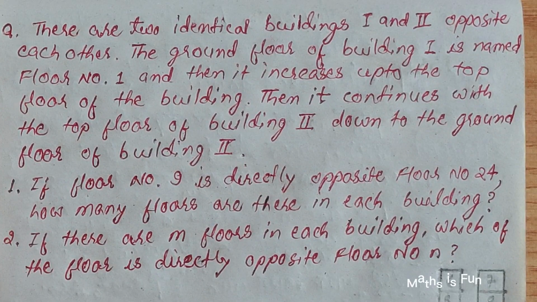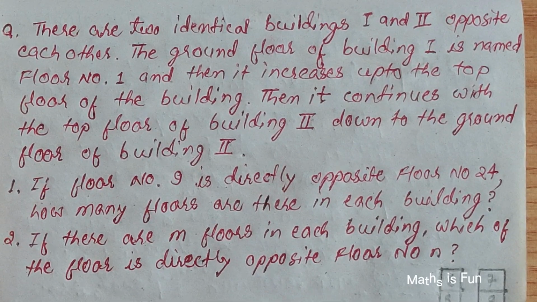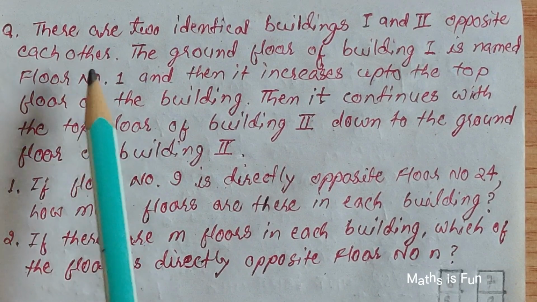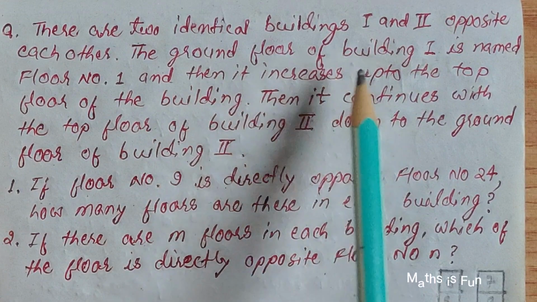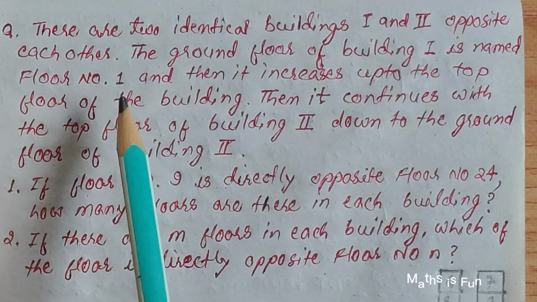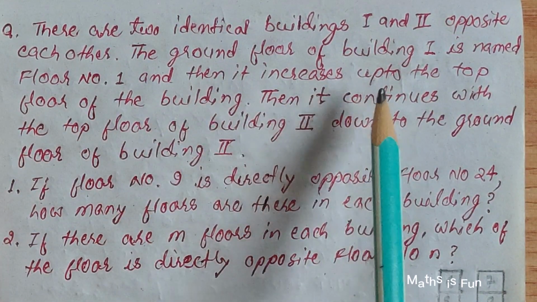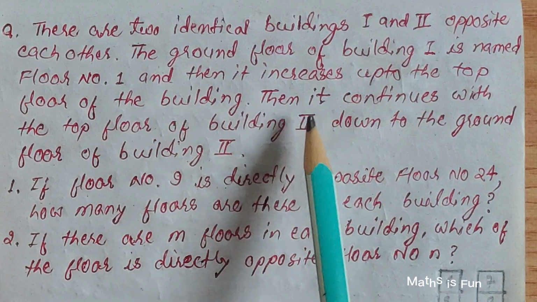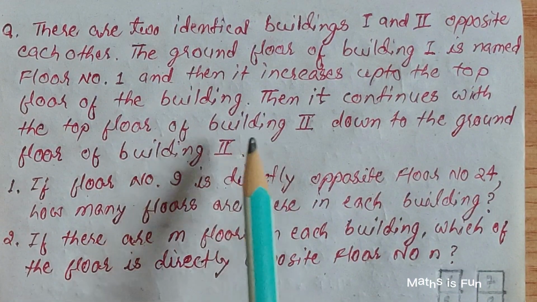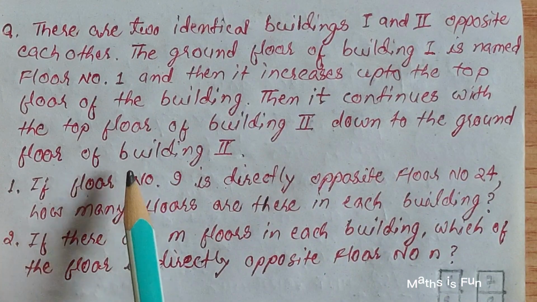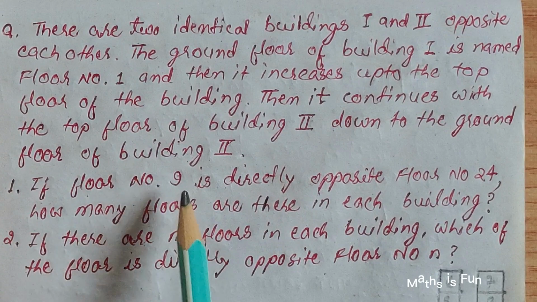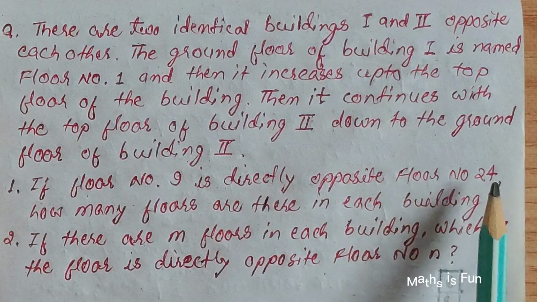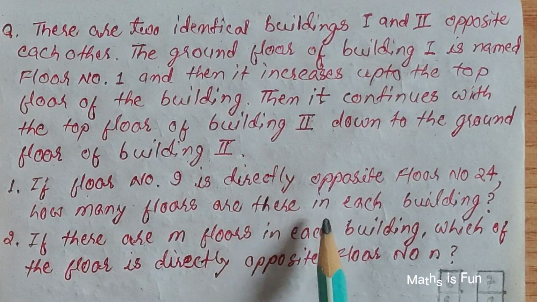Let's discuss today's question. I'll first read the question to you and then I will explain it to you. So the question is, there are two identical buildings 1 and 2 opposite each other. The ground floor of building 1 is named floor number 1 and then it increases up to the top floor of the building. Then it continues with the top floor of building 2 down to the ground floor of building 2. So question number 1, if floor number 9 is directly opposite floor number 24, how many floors are there in each building?